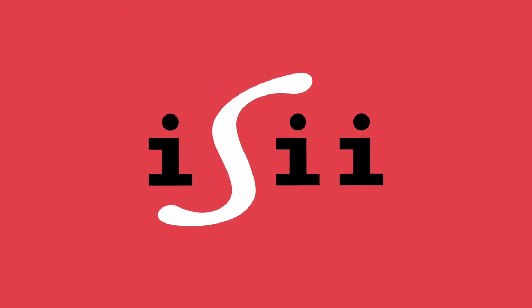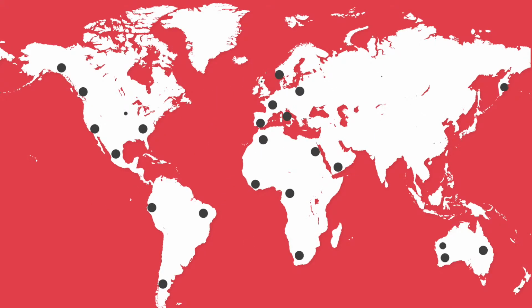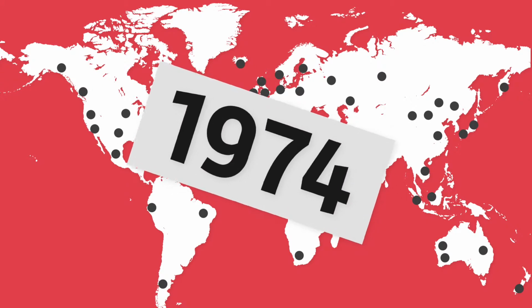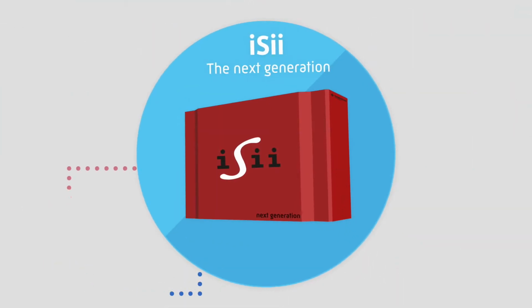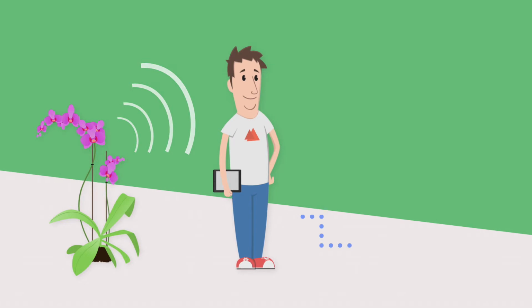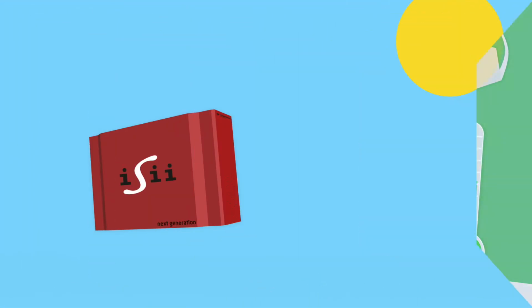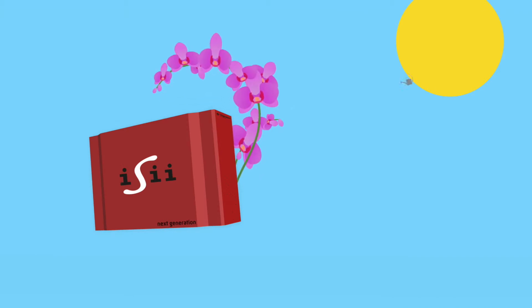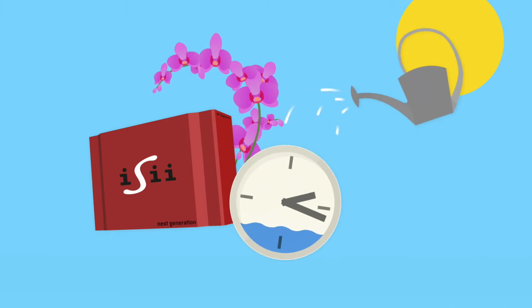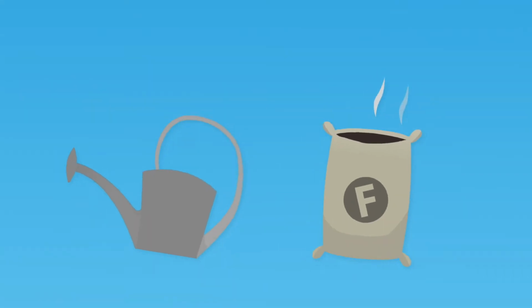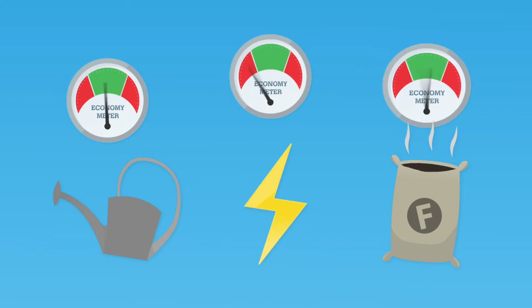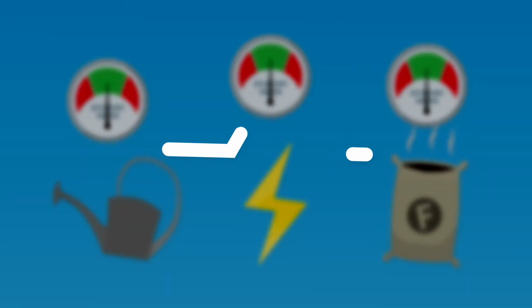Did you know that our automation systems have been used at thousands of nurseries around the globe since 1974? Hogendorn's next generation iSii helps you to create a profitable business in a sustainable way. It all begins with understanding the plant's needs and adjusting the greenhouse climate and irrigation to the plant's requirements. With iSii, your plants automatically receive the right amount of water at the right time. The result is, you don't spill water and fertilizers. Your crop is given the exact amount of water, energy, and fertilizer for a healthy crop growth.